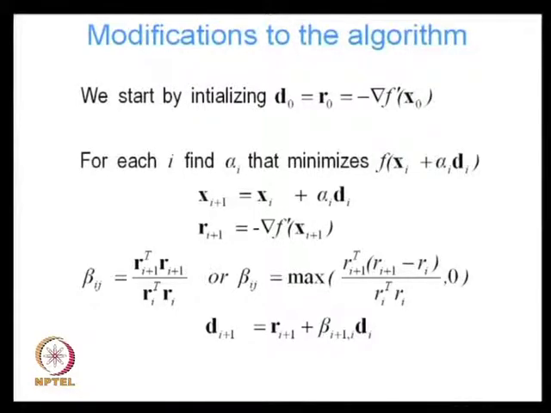Then for each iteration, we find the alpha that minimizes f of xi plus alpha i di. At this stage I assume I already know di, right. So, I find the minimum of this nonlinear function in alpha, right. Once I find alpha, I update the new iterate value: xi plus 1 is equal to xi plus alpha i di. So, once I know xi plus 1, I calculate the gradient.